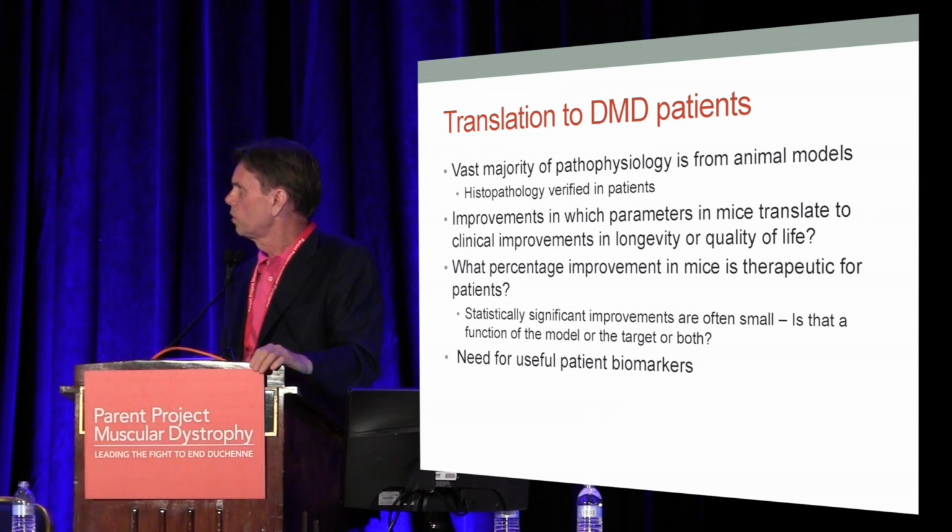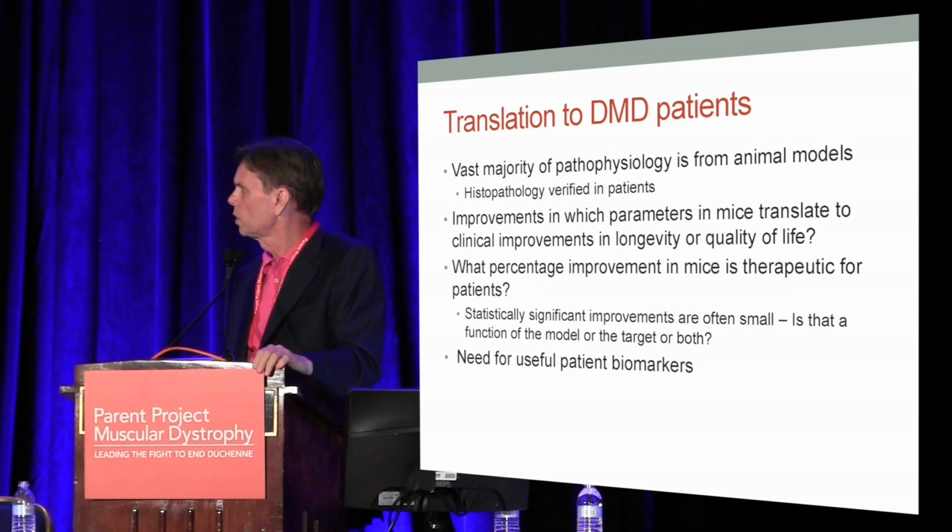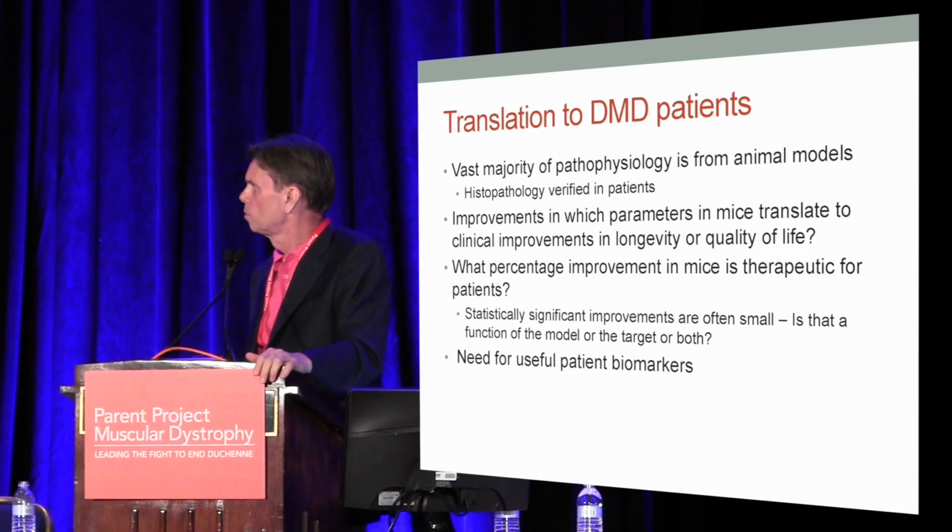So the big question is how do we extrapolate from these improvements that we see in mice to humans, and which parameters and which targets that we see in mice are really going to be the most predictive of what we're going to see in humans, and how much of a change do we need to see in the mice before it's going to translate into something that's useful in a human.